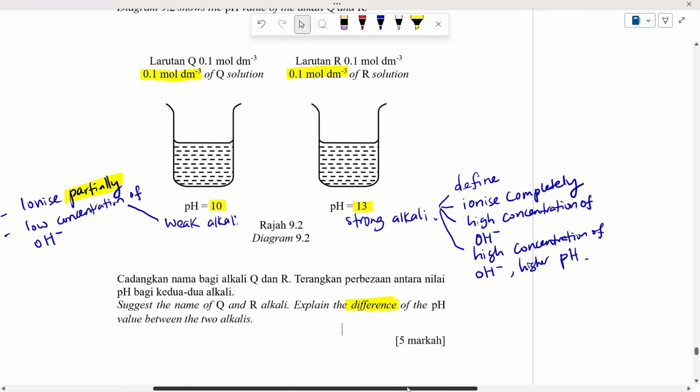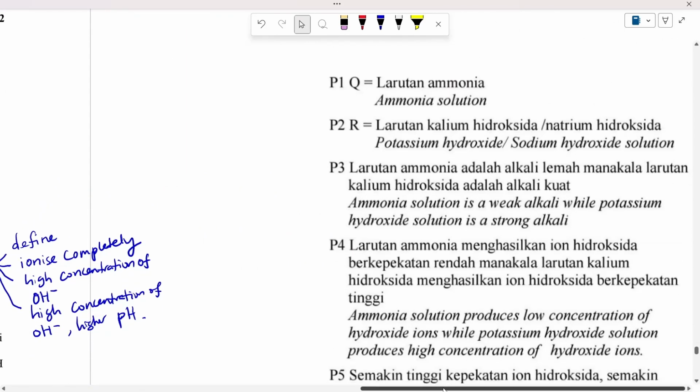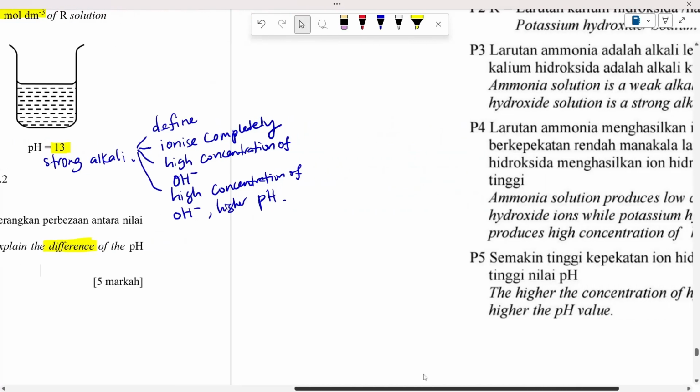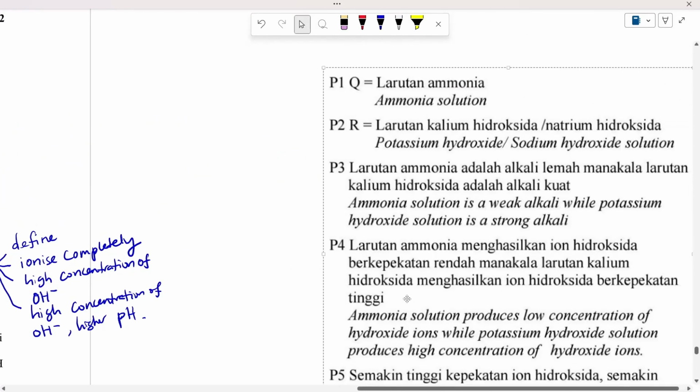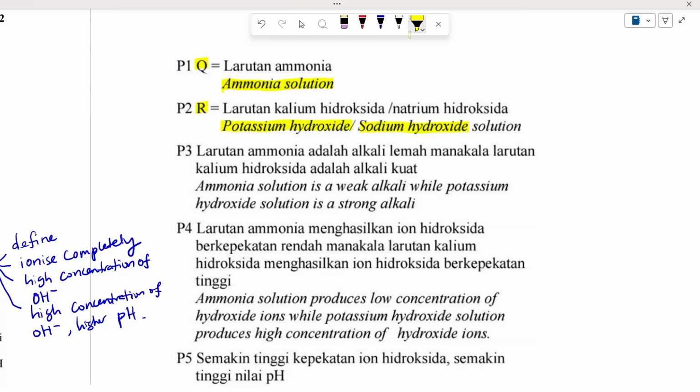Let's see the marks allocation here. The question asks you to suggest the names for Q and R. Weak alkali, the most popular one is ammonia. Strong alkali: sodium hydroxide, potassium hydroxide. So for the suggestion, Q is ammonia solution. Then R is potassium hydroxide or sodium hydroxide solution. Choose one, one is enough.